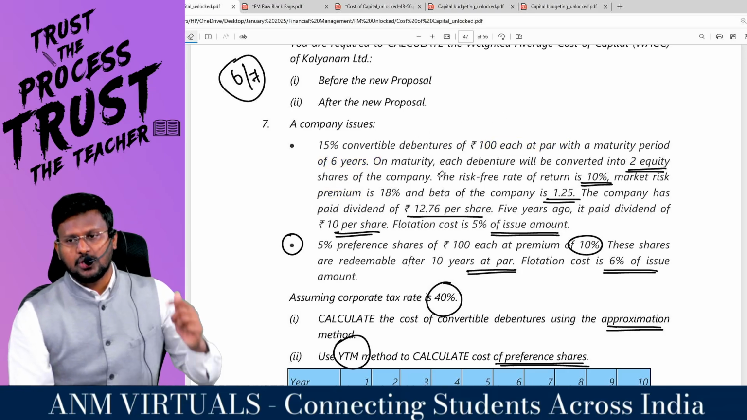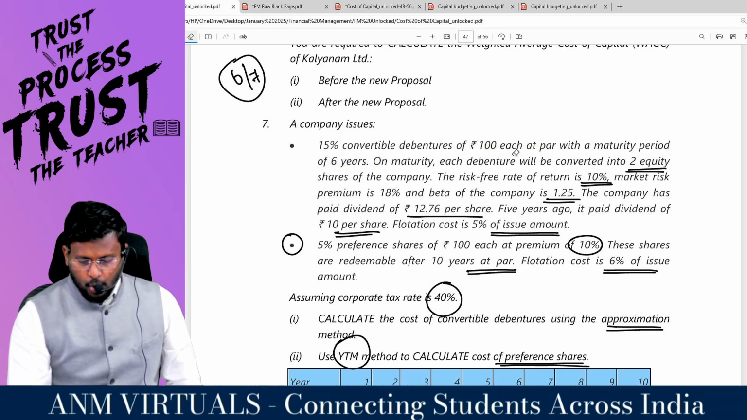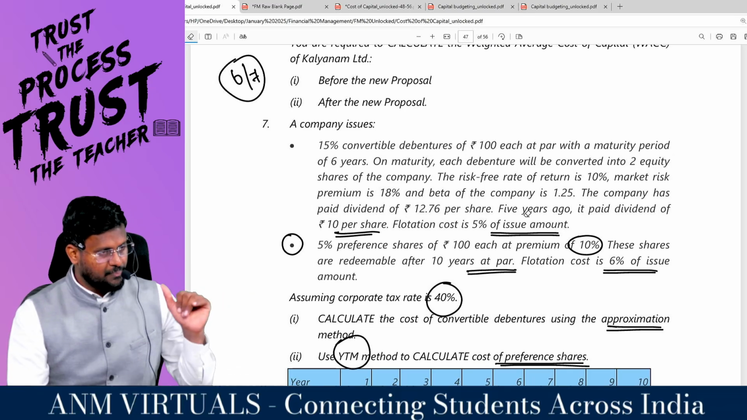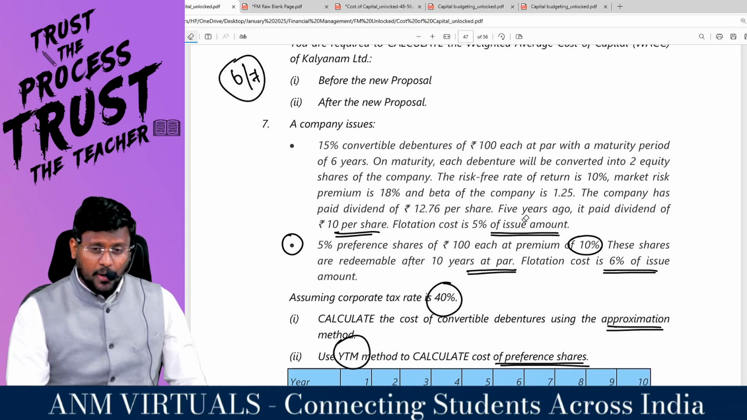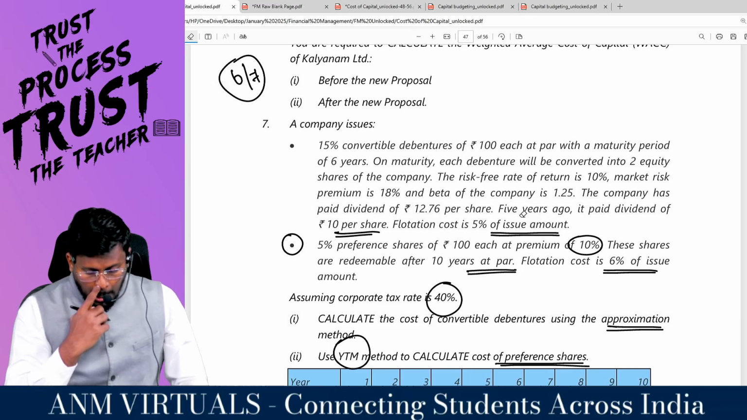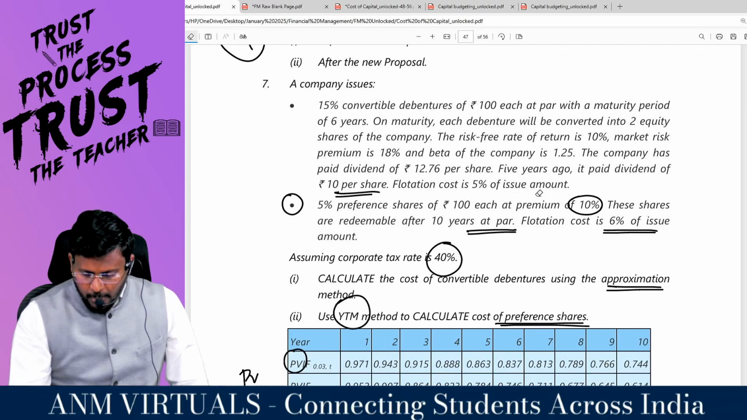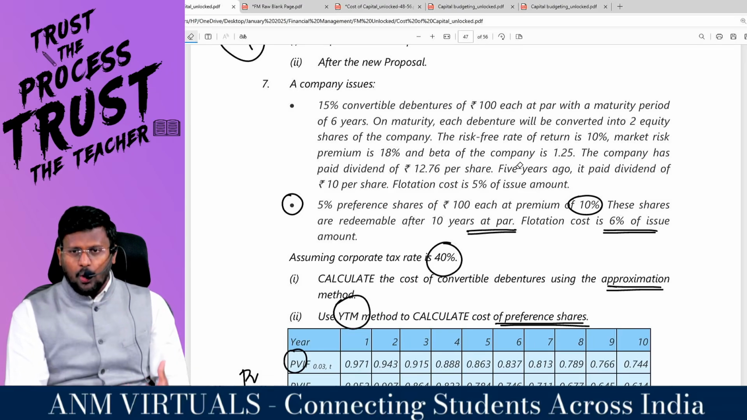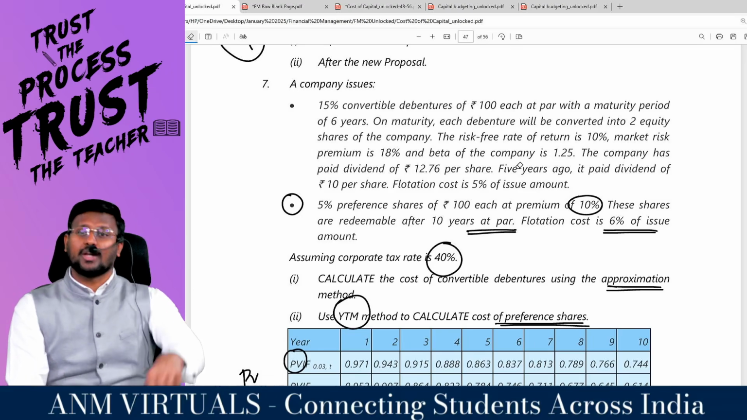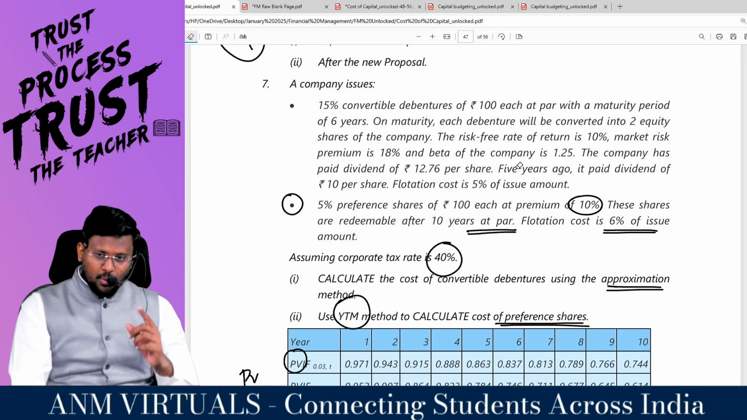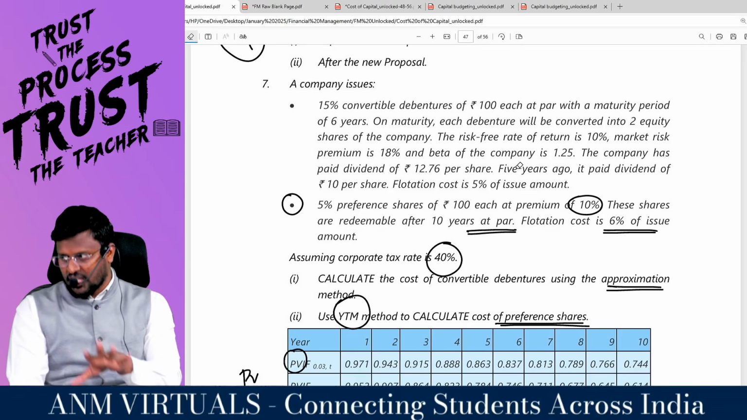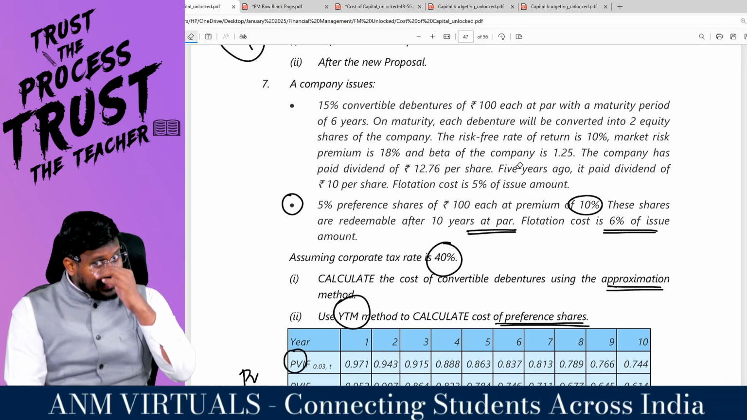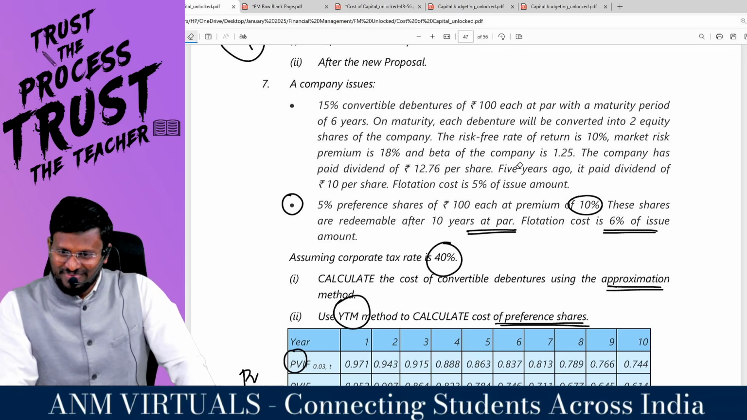15% convertible debenture. That means you have to convert the debenture, of how much each? 100 each, at par, with a maturity period of 6 years. So after 6 years only you are going to convert. On maturity, each debenture will be converted into 2 equity shares of the company. So I should know the value of 1 equity share. If I know that, I can give them 2 equity shares. That is the RV, redemption value.